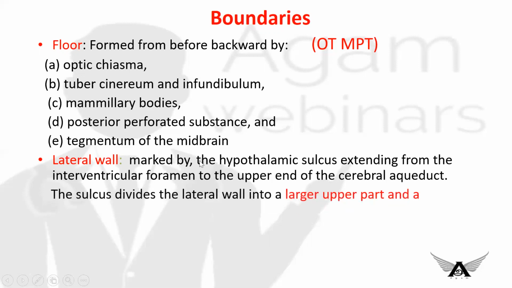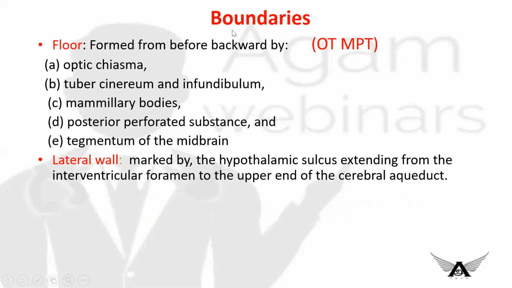Now we'll have the lateral wall. The lateral wall is marked by the hypothalamic sulcus, extending from the interventricular foramen to the upper end of the cerebral aqueduct. See, the lateral wall is formed by the hypothalamic sulcus, which extends from the interventricular foramen to the cerebral aqueduct. I will show you the lateral wall.